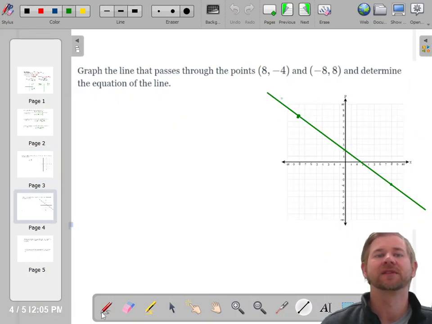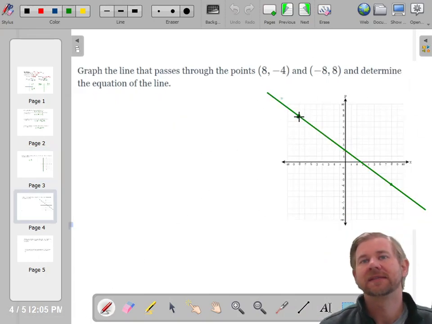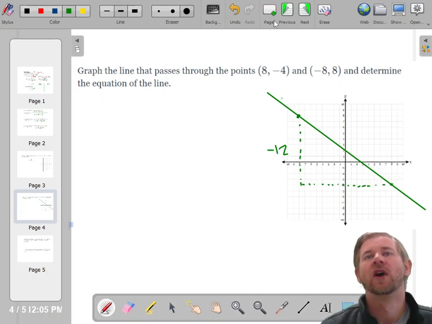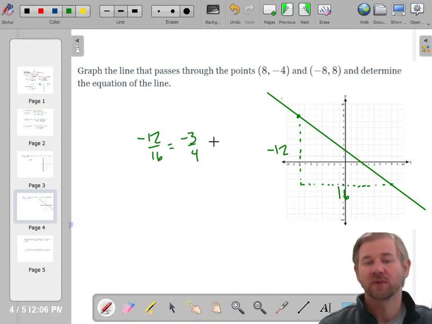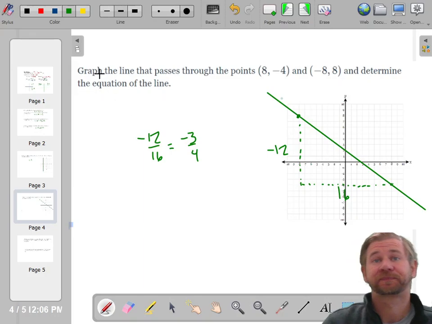Here, we got to count the slope. And the way you do that is you count rise over run. So if you're at 8 and you go down to negative 4, down here, you went down 12. And then if you run from negative 8 to positive 8, that's 16. So negative 12 over 16 reduces to negative 3 over 4. Now we have the slope.